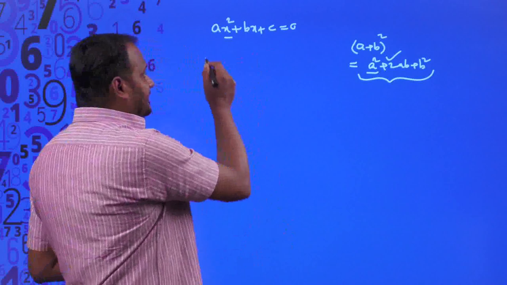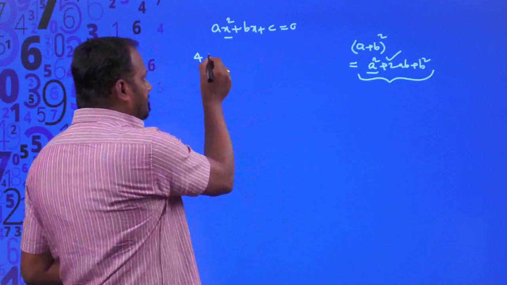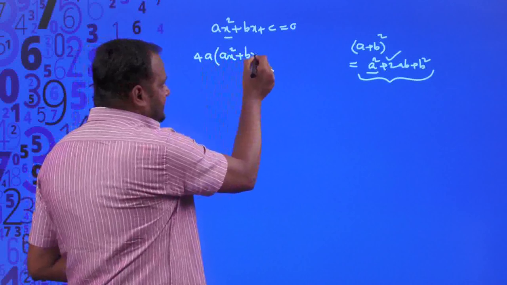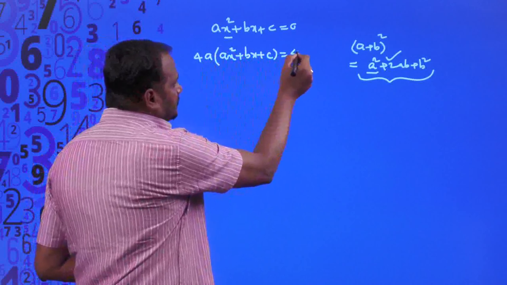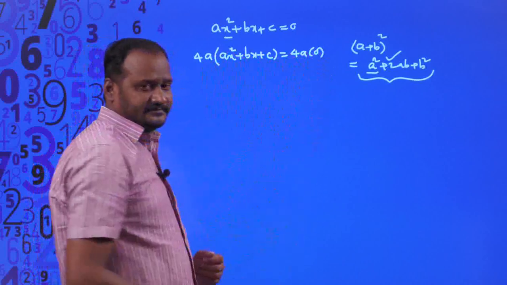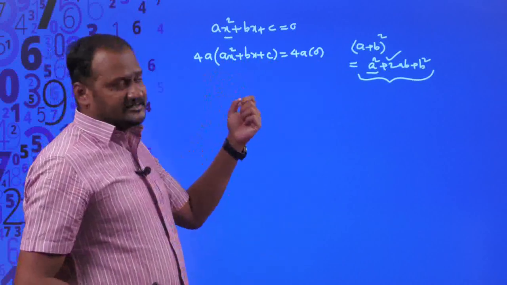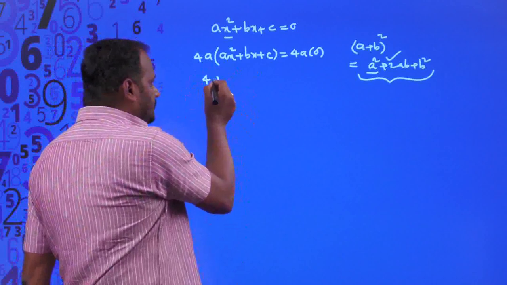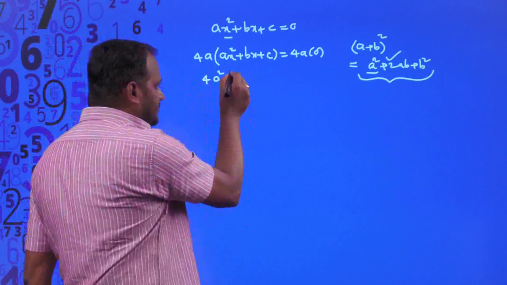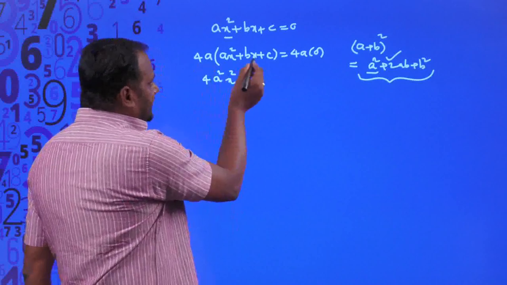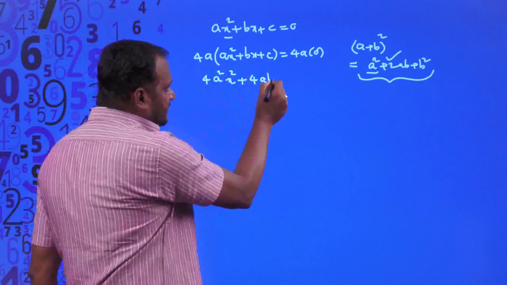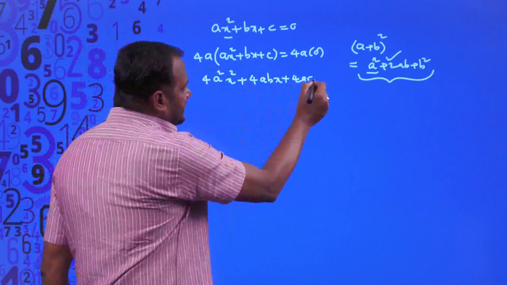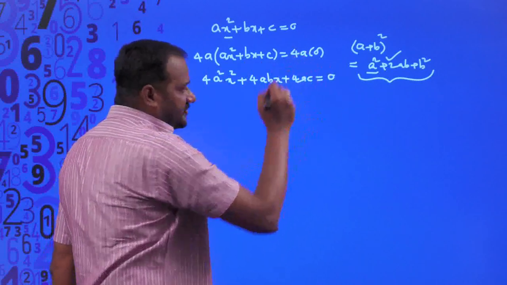Okay. So, multiplying the entire equation by 4a, it is going to be 4a into (ax square plus bx plus c) is equal to 4a into 0. Got it? Now, multiply every single term by 4a. Then you get 4a into a is equal to 4a square, and x square is also there, plus 4a into bx is 4abx, plus 4a into c is equal to 4ac, is equal to 4a into 0, which is going to be 0.